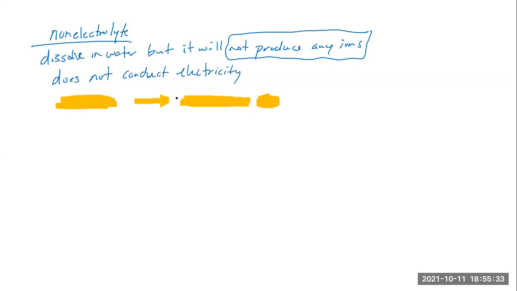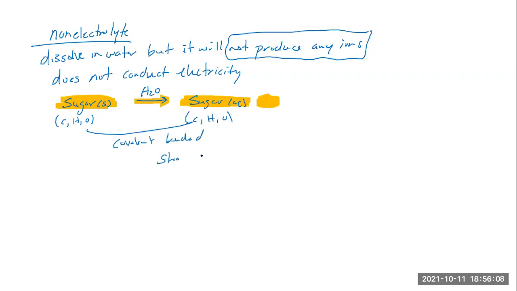So you may be asking, what's an example of that? An example of that would be sugar. You take solid sugar and you dissolve it in some water here, you will get sugar that has basically dissolved. But sugar is basically made up of carbons, hydrogens, and oxygen, as we saw earlier. And those are all nonmetals, which means these guys are going to be covalently bonded, sharing electrons, no transfer of electrons. And since there's no transfer of electrons, there are no ions that are present.